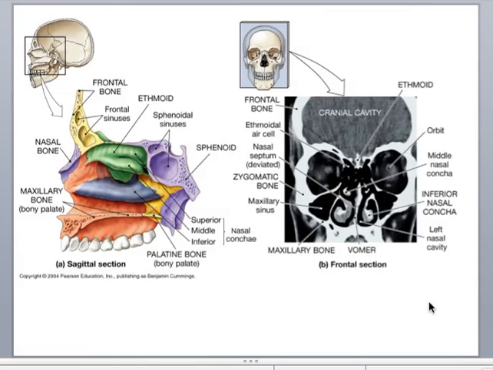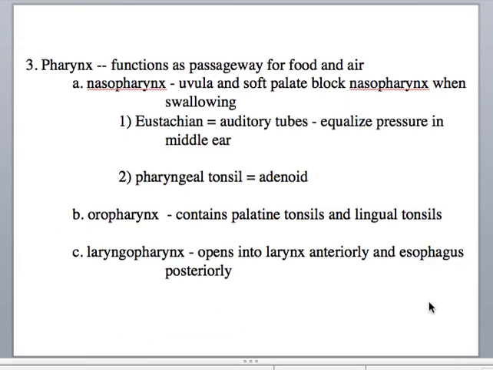Okay, we've looked at this image already. And the pharynx then is an important structure. It's a passageway for both food and air. And again, I mentioned the nasopharynx is the first one. It's close to the nasal area, the nasal cavity. And the soft palate and uvula, the uvula is the very end of the soft palate that hangs down in the back of your throat.